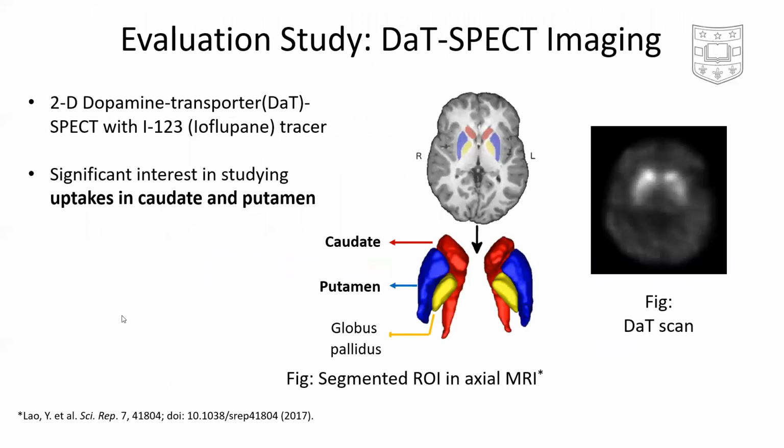We evaluated our method in the context of a dopamine transporter SPECT imaging study. There is significant interest in quantitative DAT SPECT imaging, and in particular in studying the uptake in the caudate and putamen regions for improving diagnosis and measuring severity in Parkinson's disease. The evaluation was conducted using a realistic simulation study, because in this study, the ground truth quantitative uptake in the various regions was known.